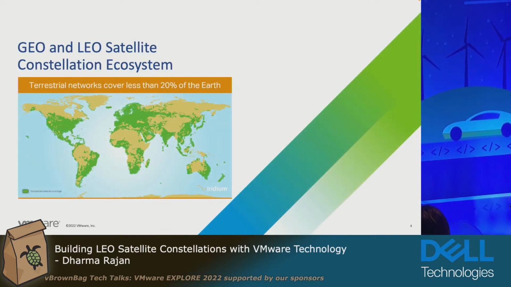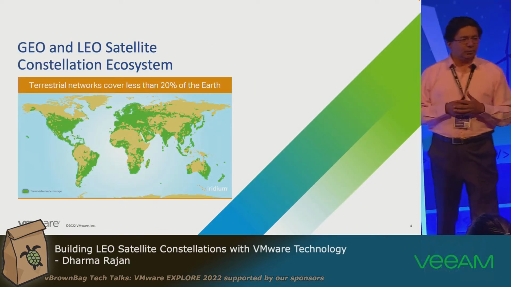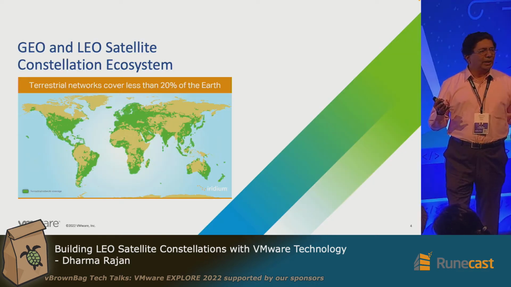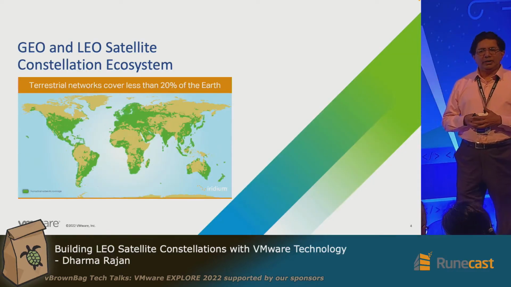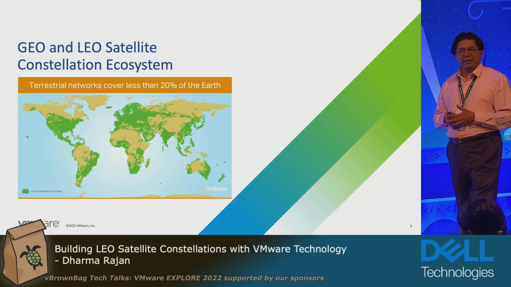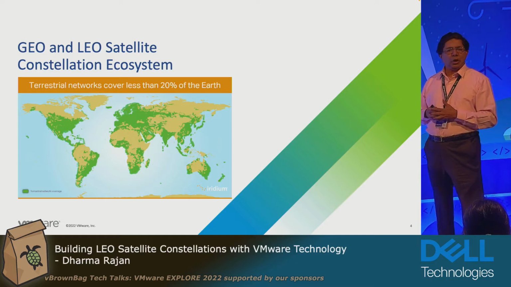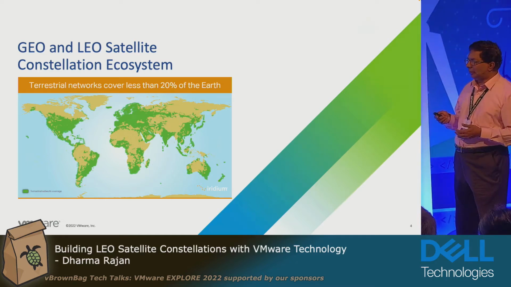Now, if you look at the Earth atmosphere today, 20% is where we have a coverage from a cellular network perspective. If you are stranded in the middle of an ocean or a desert or in some rural areas, satellite is sort of the way for you to get connectivity. How can we get seamless connectivity across the globe? So how will low Earth orbiting satellites help in this phenomenon?